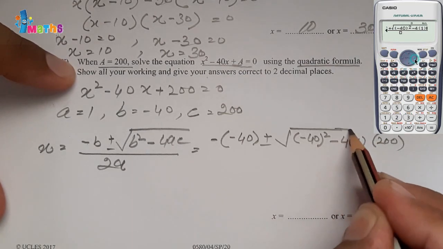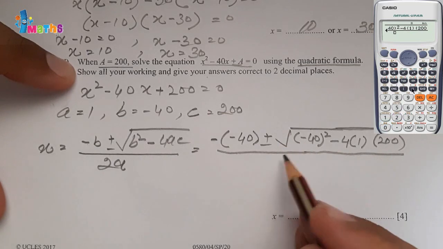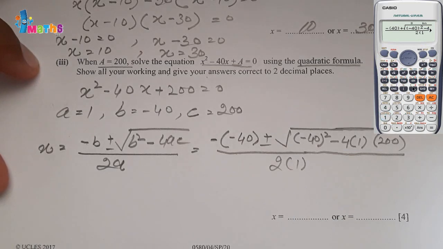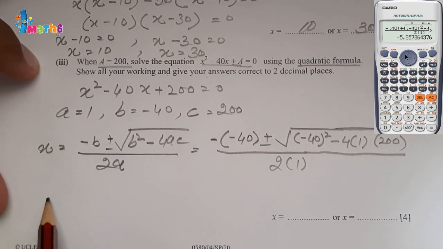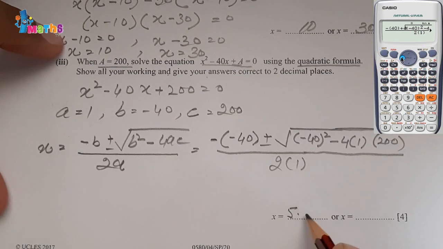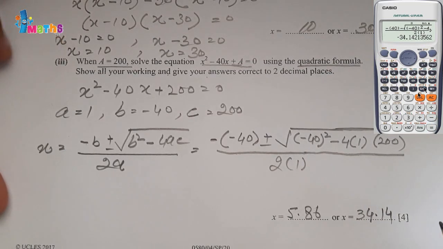So after replacing values, we will extend this root to the required position, and then over 2a, 2a is 2, so this is the value which you will be inserting in the calculator. By use of the calculator, we'll get two values of x. If we insert these values, we will get the answer 5.86, and the other value we will get 34.14. These will be the two values of x.